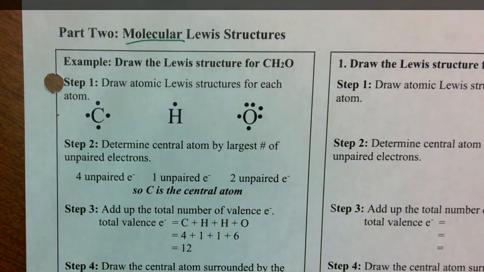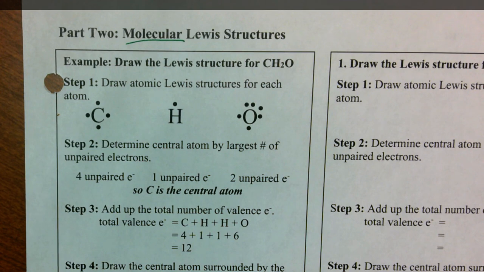So now that we have learned how to draw atomic Lewis structures, we are now going to draw molecular Lewis structures. And again, remember, atomic Lewis structures are simply showing where the valence electrons are in an individual atom. But a molecular Lewis structure is when we have more than one atom covalently bonded together. So sharing electrons, holding them together.